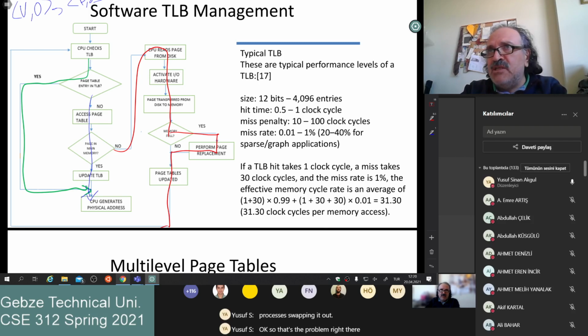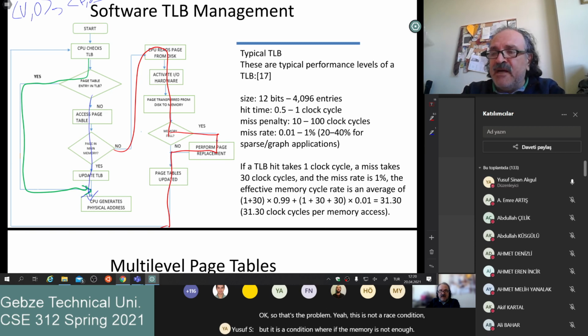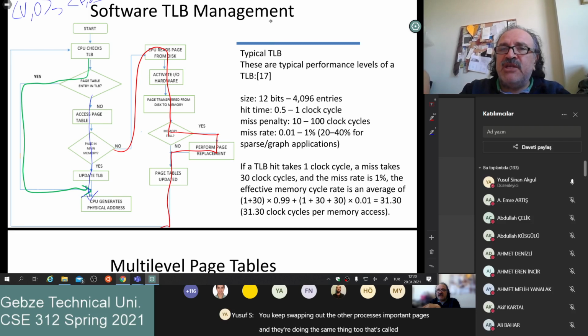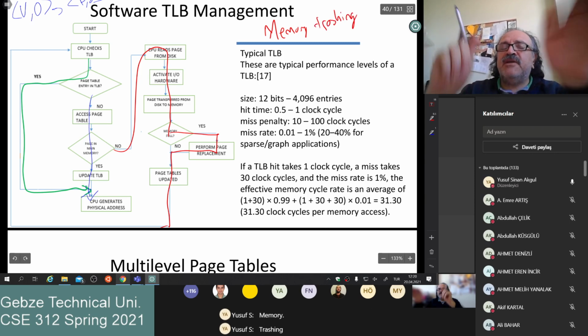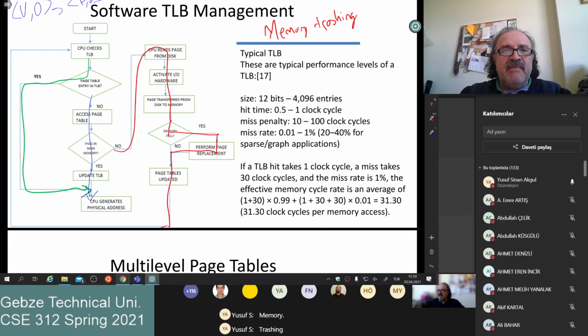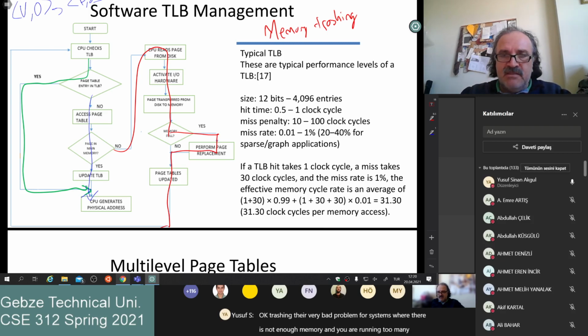This is not a race condition, but a condition where, if the memory is not enough, you keep swapping out the other processes' important pages, and they are doing the same thing too. That's called memory thrashing. Thrashing is a very bad problem for systems where there is not enough memory and you are running too many processes.